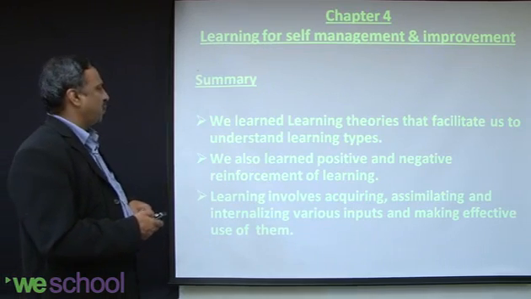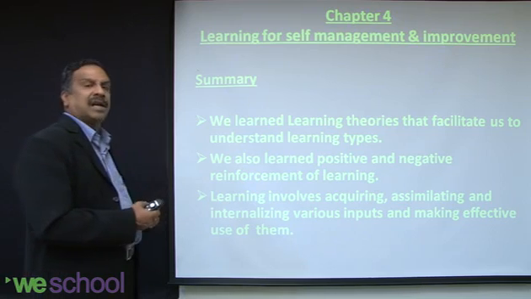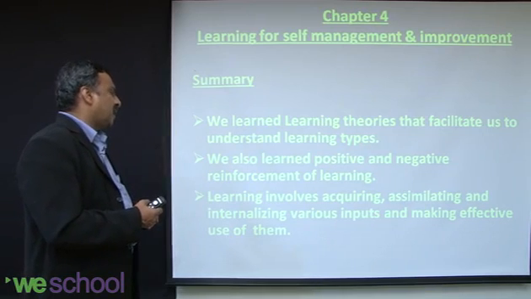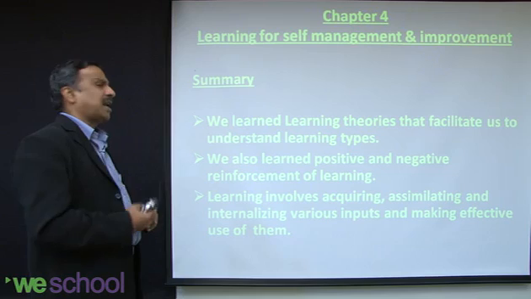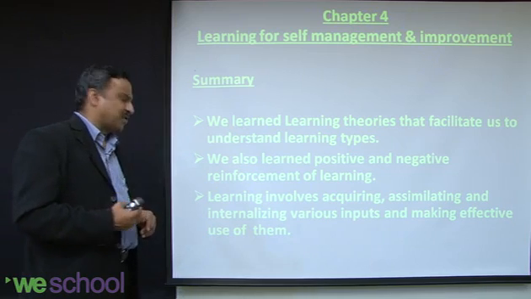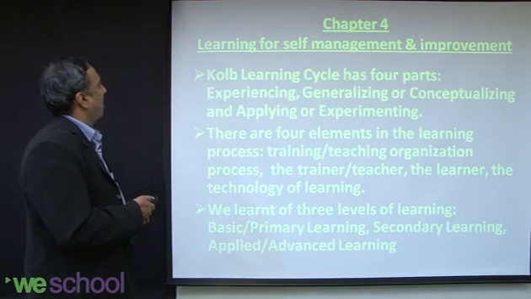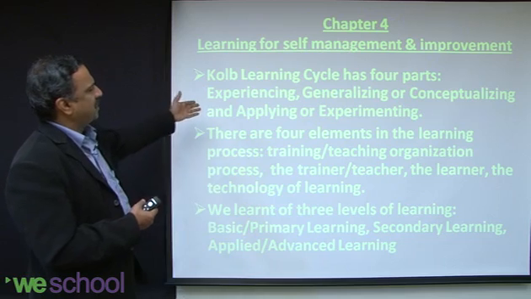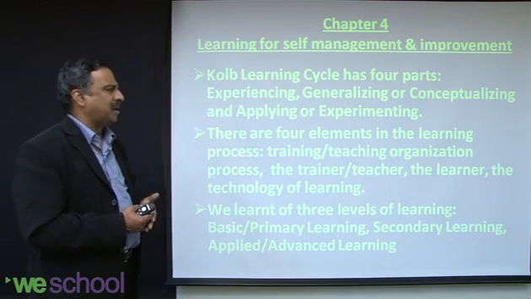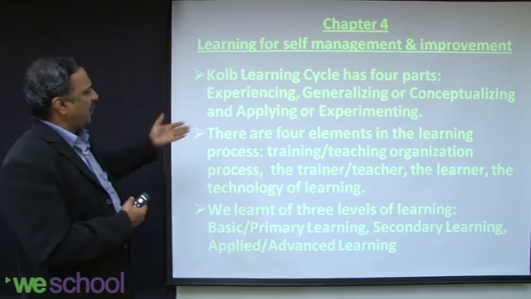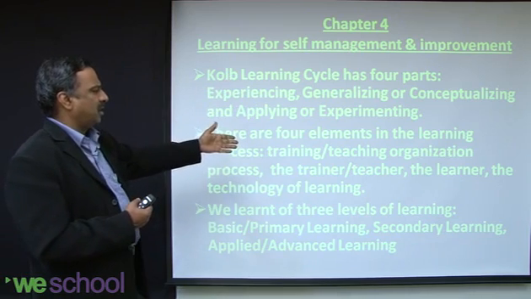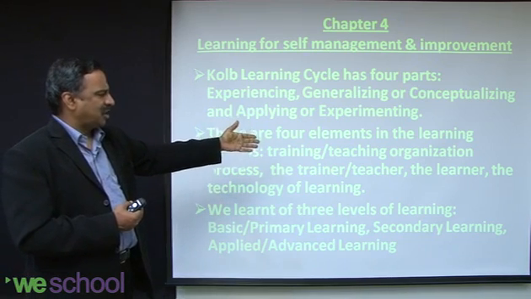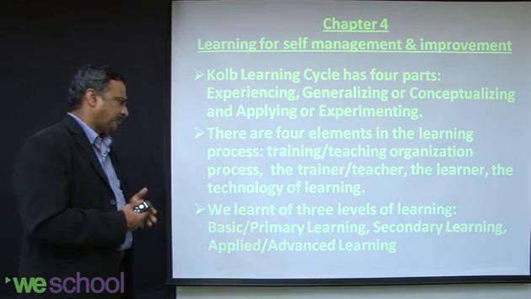Finally, we come to the summary, friends. We learnt learning theories that facilitate us to understand learning types. We also learnt positive and negative reinforcement of learning. Learning involves acquiring, assimilating and internalizing various inputs and making effective use of them. The Kolb learning cycle has 4 parts. We just learnt it. Experiencing, generalizing, conceptualizing and applying or experimenting. Straight from your book. There are 4 elements in a learning process or the teaching organization. The process, the trainer, the teacher, the learner and the technology of learning.